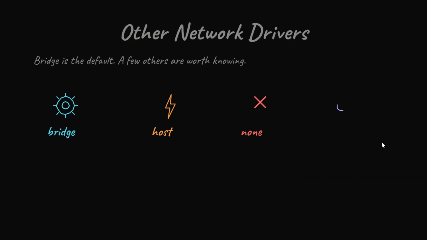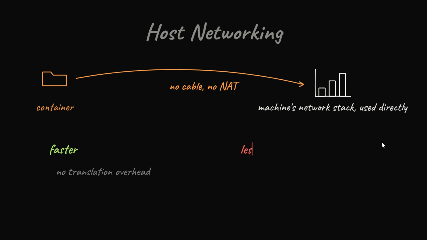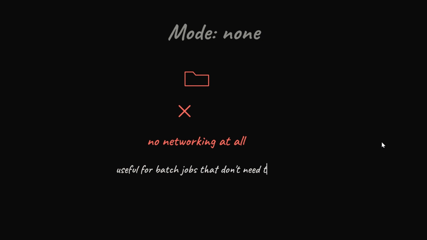Beyond bridge networking, Docker gives you a few other network drivers worth knowing. Host networking skips the whole virtual cable and NAT setup entirely. The container just uses your machine's network stack directly. This is faster because there's no translation overhead, but it also means the container isn't isolated anymore on the network side, so you lose a layer of security. There's also a network mode called None, which gives the container no networking at all, useful for certain batch jobs that don't need to talk to anything.